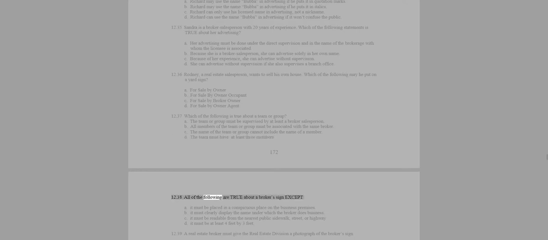12.38 All of the following are true about a broker's sign except: A. It must be placed in a conspicuous place on the business premises. B. It must clearly display the name under which the broker does business. C. It must be readable from the nearest public sidewalk, street, or highway. D. It must be at least 4 feet by 3 feet.